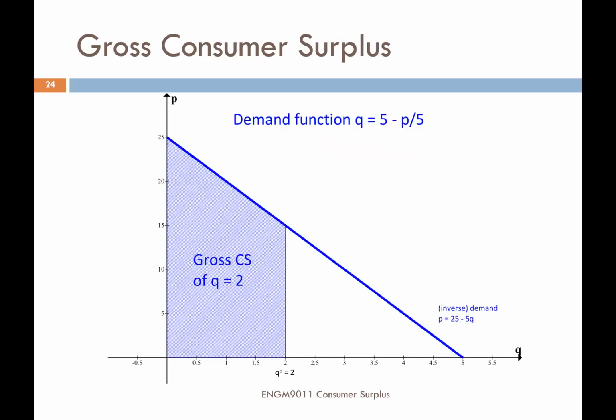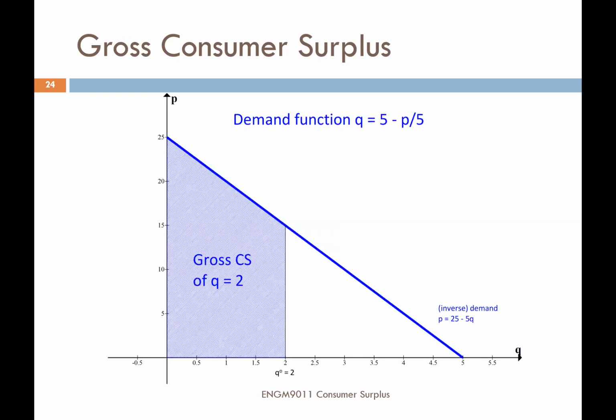Okay, so here's an example. Here the demand function is that quantity demanded is equal to 5 minus 1/5 the price. Just remember, of course, that when we draw the demand curve, we're actually drawing inverse demand. So I inverted the demand function, and we get price equals 25 minus 5Q. So in our demand curve, when Q is 0, the price is 25, and when the price is 5, Q is 0. So there's our demand curve. All right, so we want the gross consumer surplus of consuming 2 units of good X. I guess I call it good Q here. 2 units of good Q.